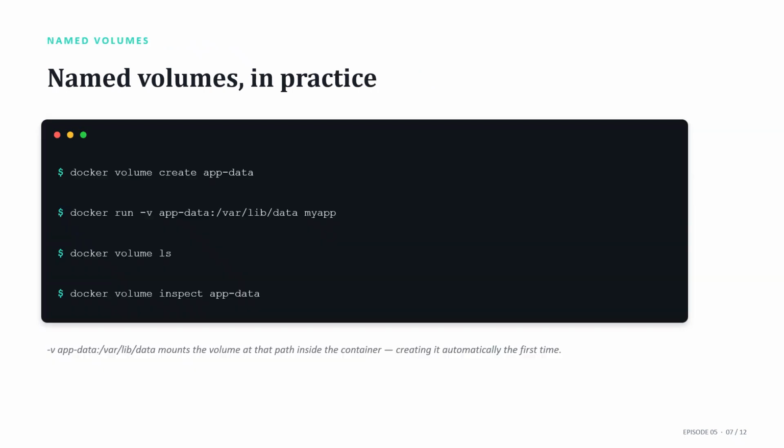Let's see named volumes in practice. docker volume create app-data. docker run -v app-data:/var/lib/data my-app. That -v flag mounts the volume at that path inside the container, creating it automatically the first time. docker volume ls shows you every volume Docker knows about, and docker volume inspect app-data gives you the details on this one. Bind mounts look similar, but point somewhere very different.